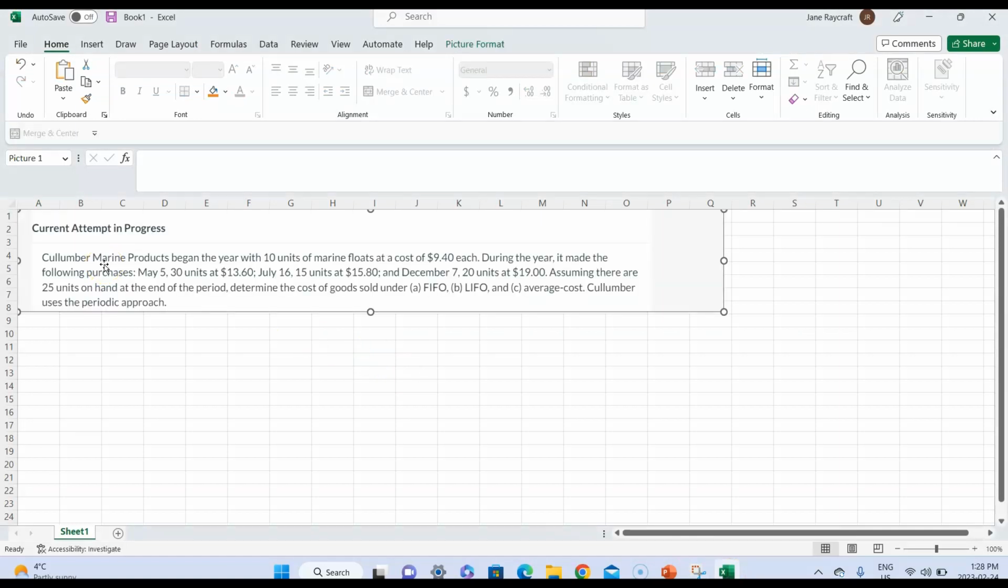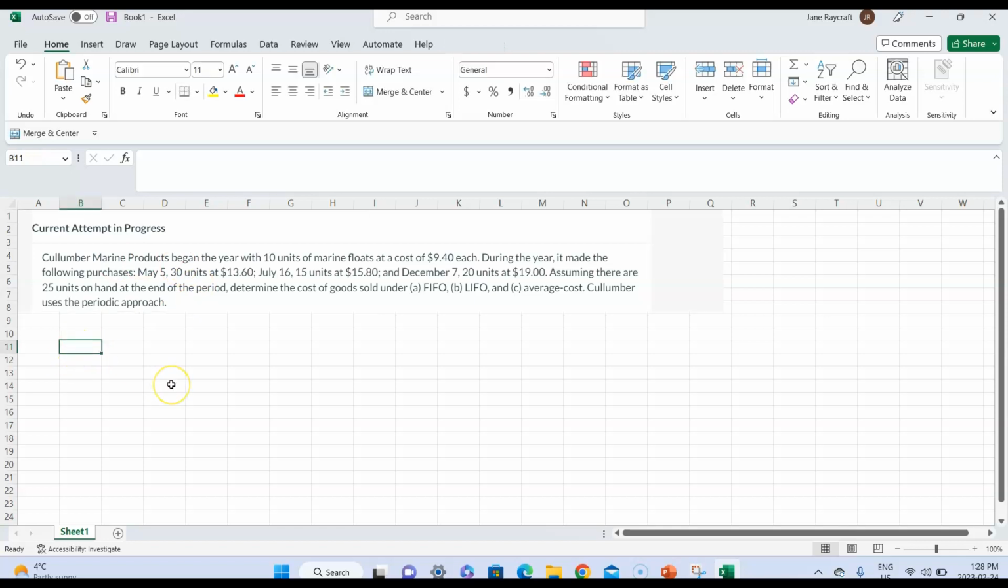Now, with these types of questions, you need to write down the information. There's just no getting away from it. There's too much info and too many numbers, and it's impossible to do it in your head. So you really got to write things down. That's why I chose to demonstrate this in Excel. So we've got units, unit cost, and total cost.